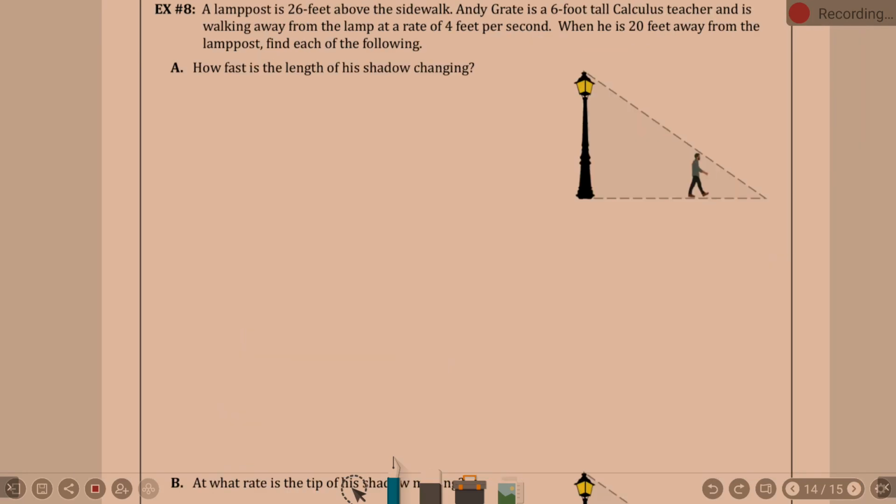Now, I would like to do A. This whole lamppost problem, walking, shadows. Okay. A lamppost is 26 feet above the sidewalk. Andy Great, that's his name. It's a play on calculus words.